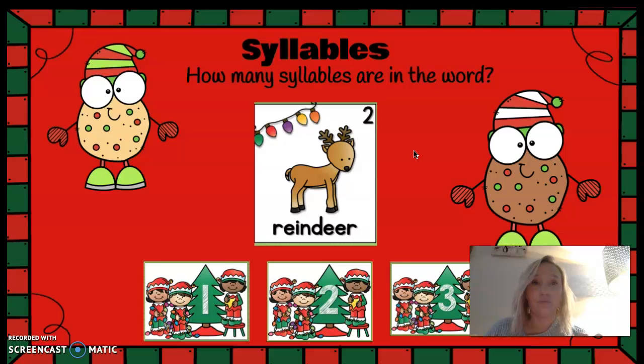Let's try another one. What is this a picture of? This is a reindeer. So let's go ahead and clap. How many syllables are in the word reindeer? Ready? Reindeer. How many syllables? Reindeer. 2. Good job.